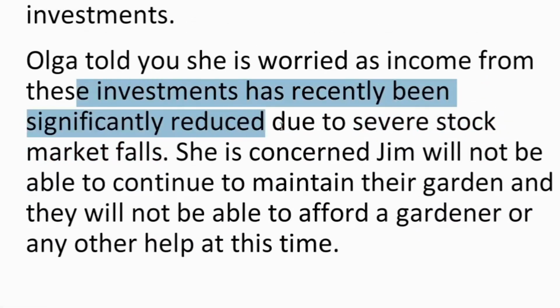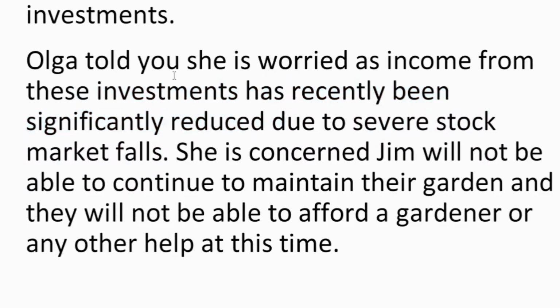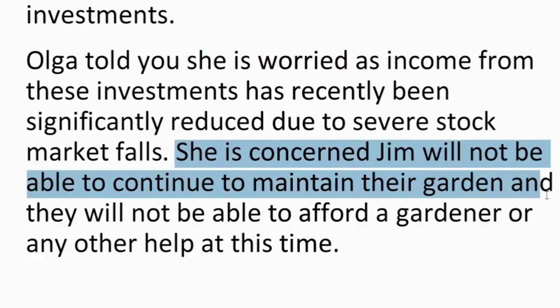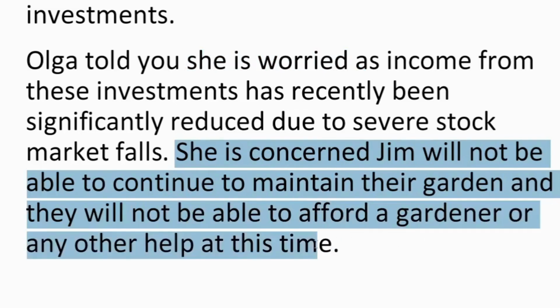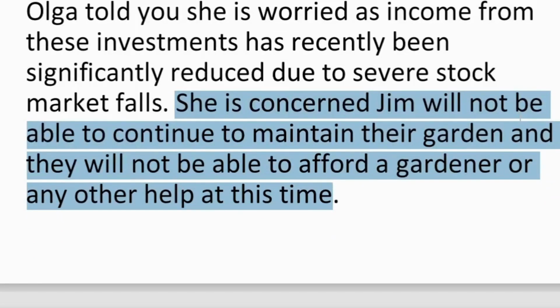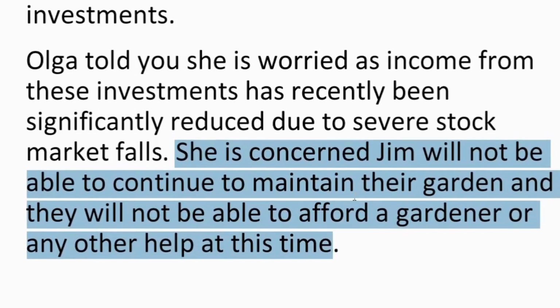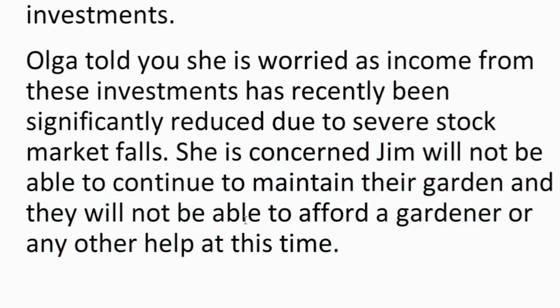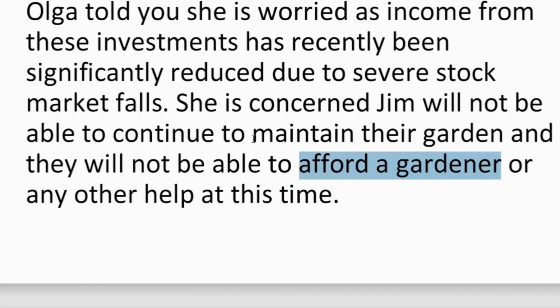So, Olga is really worried. She is concerned Jim will not be able to continue to maintain the garden and they will not be able to afford a gardener or any other help at this time. So, Olga says that Jim will not be able to maintain the garden, and also he will not be able to afford a gardener at this time because they have financial difficulties.